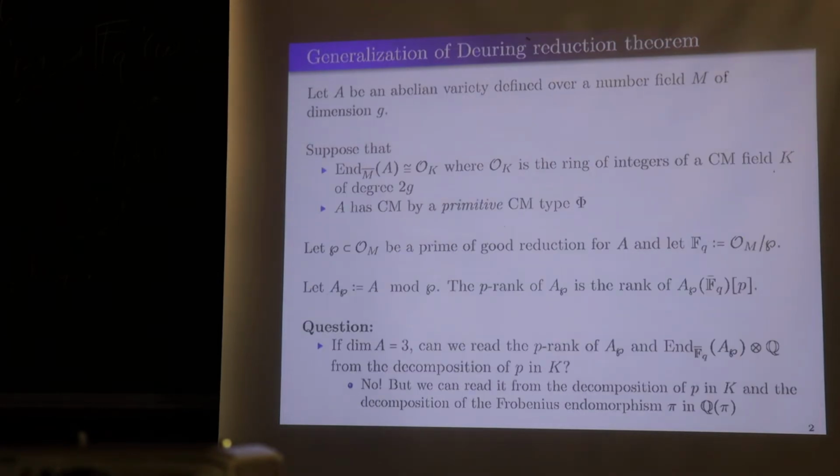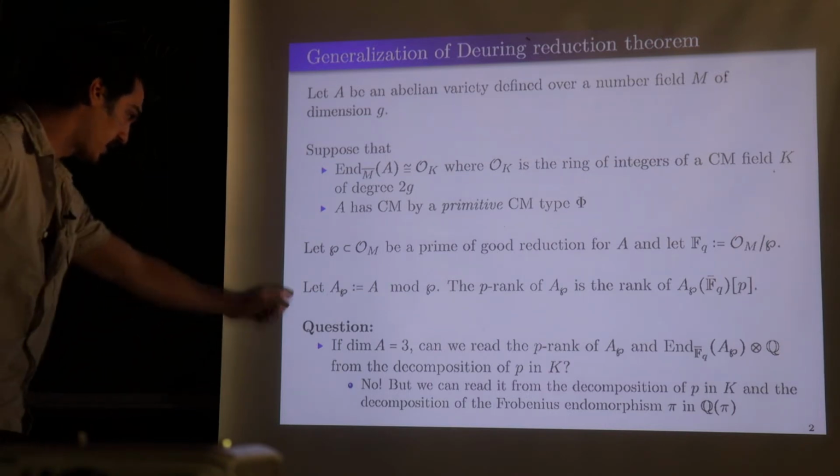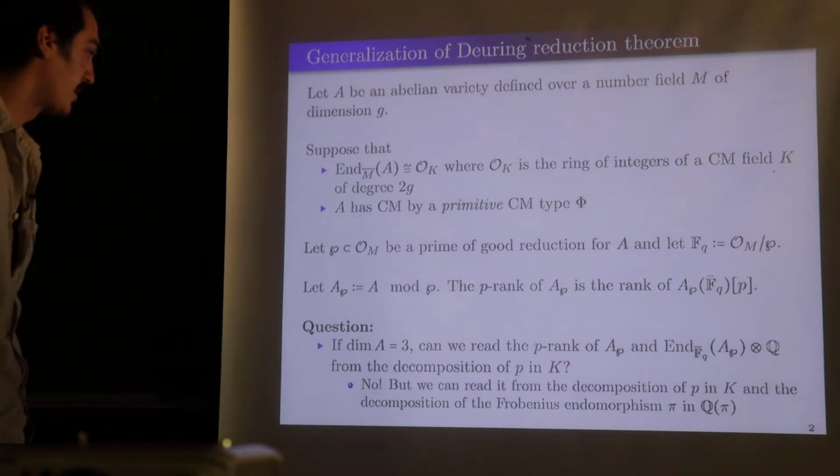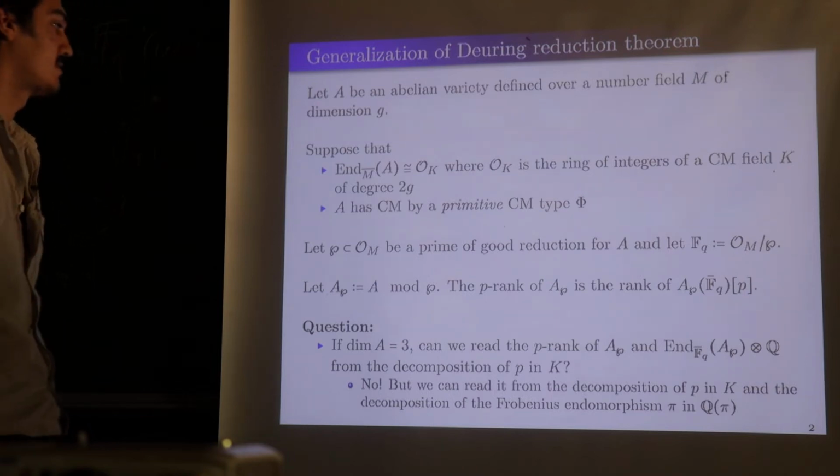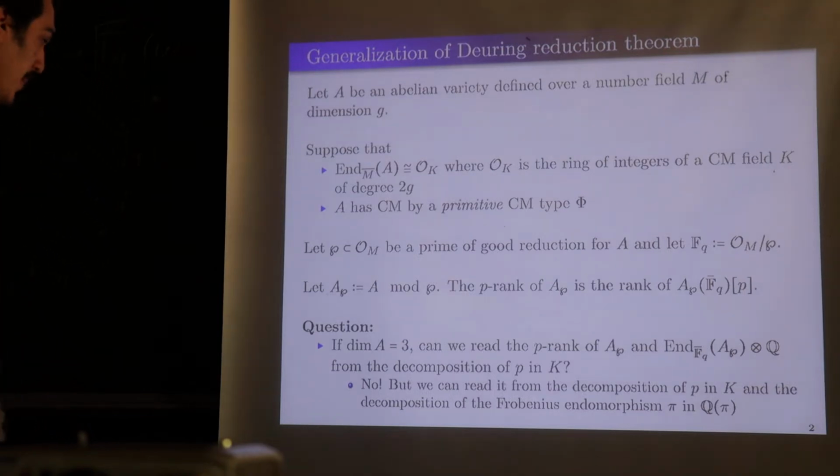Okay, so let us generalize that. Let A be an Abelian variety defined over a number field M of dimension G. Suppose the endomorphism ring is isomorphic to OK, where K is again a CM field of degree 2G. A has CM by a primitive CM type phi. P again a prime of good reduction for A, and FQ as above. We will denote AP as the reduction mod P. The P rank of AP is the rank of the P torsion points.